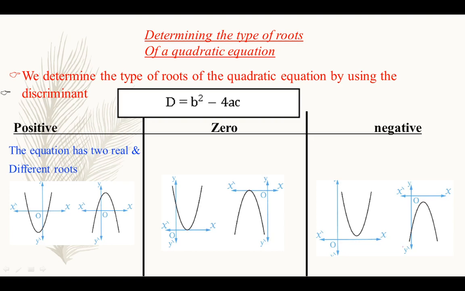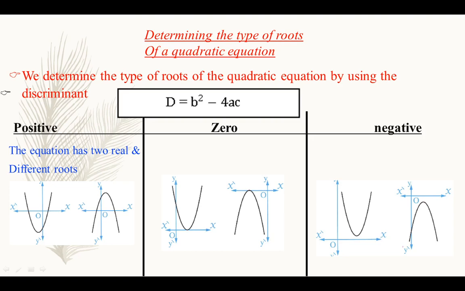If you calculate the discriminant b power 2 minus 4ac, and the result is a positive number, then the equation has two real and different roots.